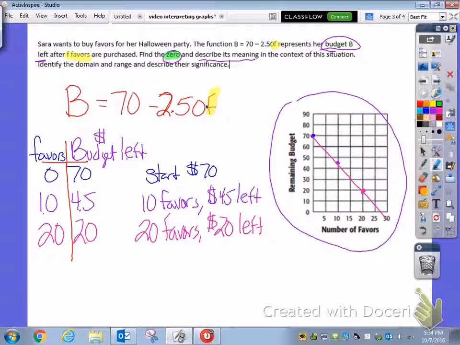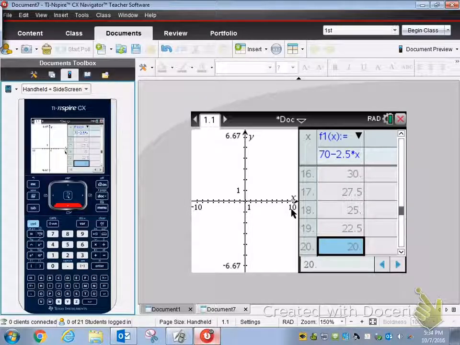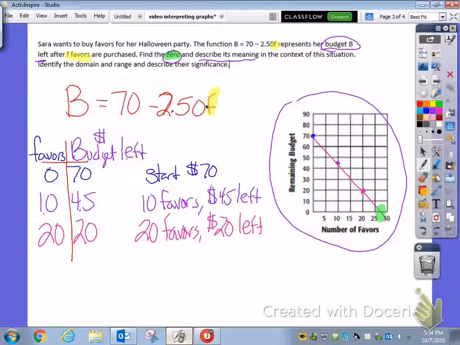Remember, 0 is another name for the x-intercept. I'm going to touch somewhere right here. So let's see where I'm going to touch on the axis. Keep going. When is it going to get down to 0? How many favors can I get? 28. So this is 28 and 0. I can get 28 favors.